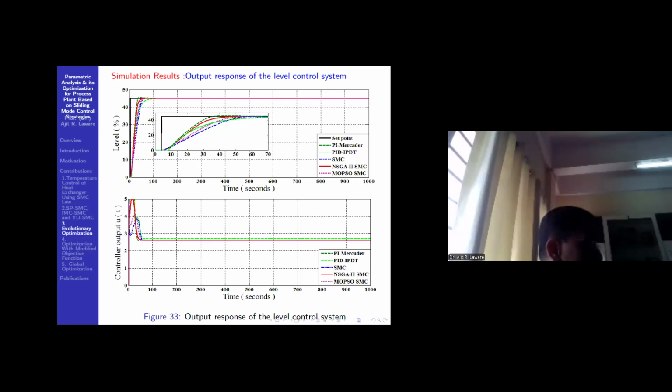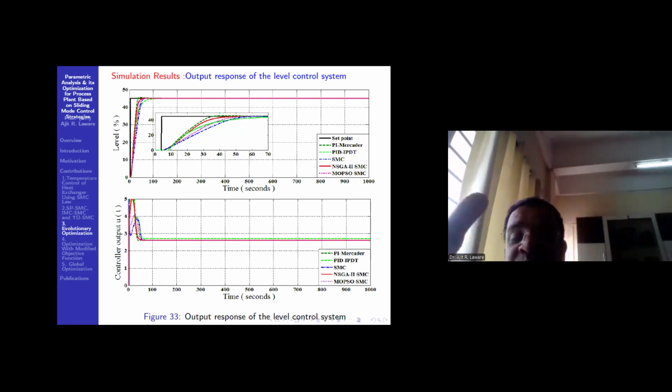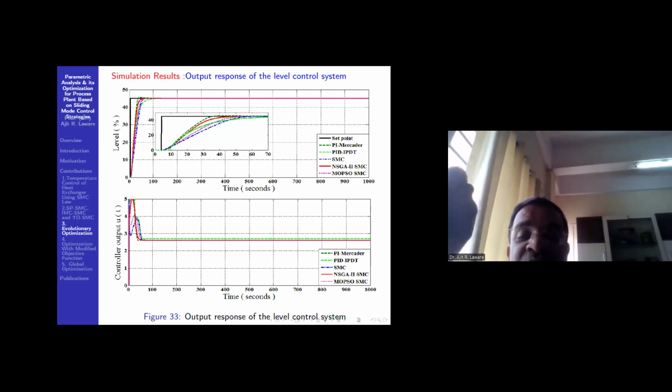Then this is the simulated response output. For PI Mercader and PI IPDT, the beauty of this paper is that Huba is the author. Huba told me you have been using the FOPDT model without doing the modeling of the system, convert that FOPDT model into an IPDT model, and then show me the response.